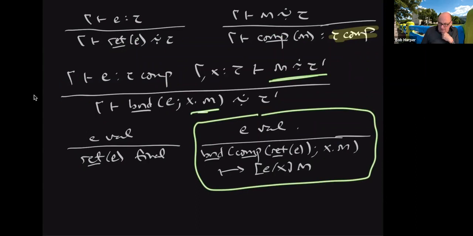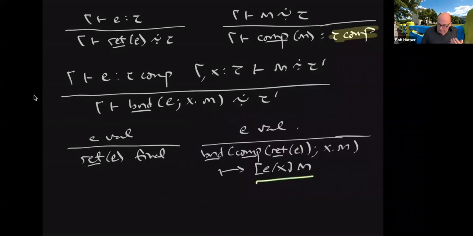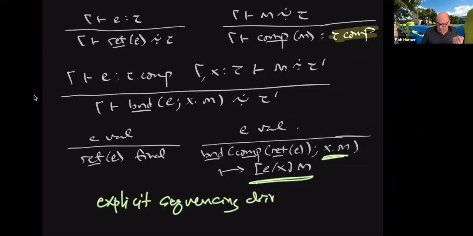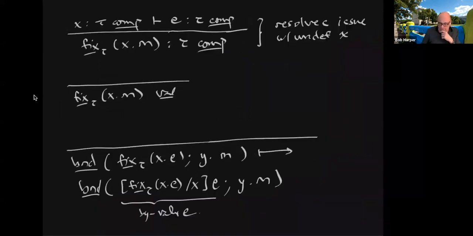So the idea is that if I'm binding a computation, which is a return of a value that's already been fully evaluated, I need other rules to supplement this, but the critical one is: if the encapsulated computation has in fact achieved a value, then what I do is I plug that value in for the variable X in the subsequent computation. So the idea is that it's explicit sequencing and is driven by type. That's what's nice about using the lax modality. It's not imposed from the outside. It's something you can express internally by how you use the type structure.